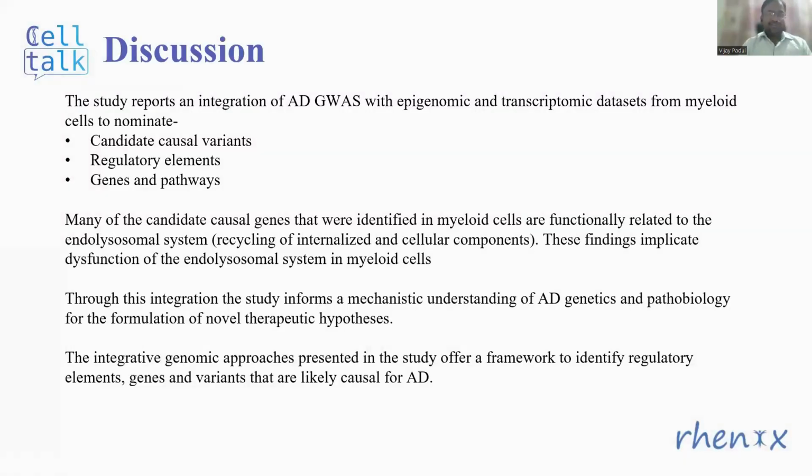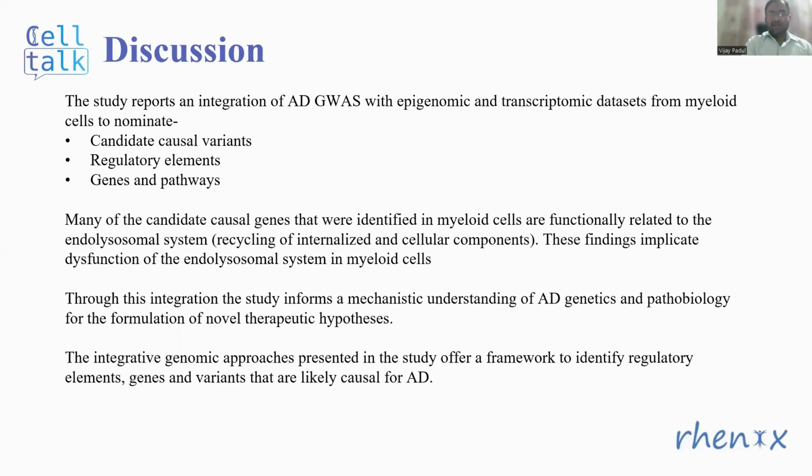So going to the discussion, this study reports an integration of Alzheimer's disease GWAS with epigenomic and transcriptomic data sets from myeloid cells to nominate candidate causal variants, regulatory elements, genes, and pathways. So thousands of variants that were presented by GWAS to be significantly associated have been shortlisted to a small list that are associated with the myeloid cell epigenetic activity.